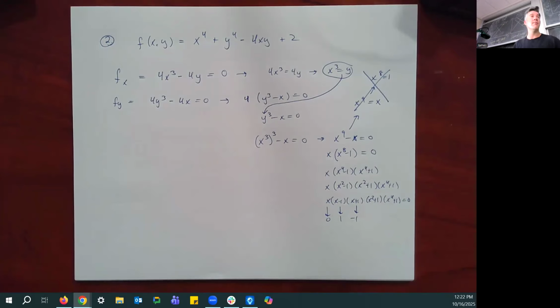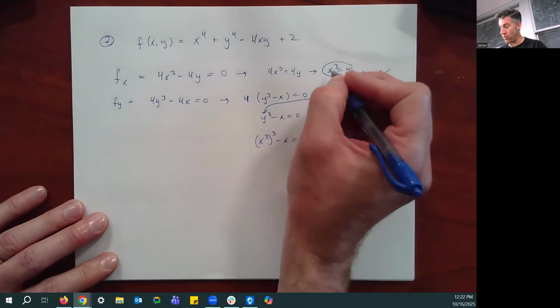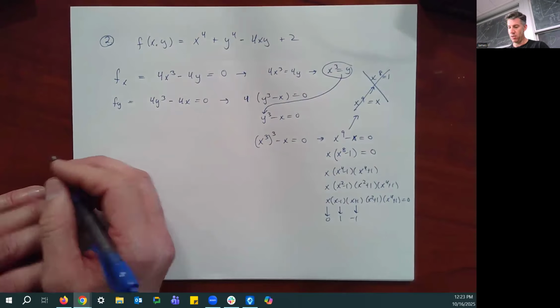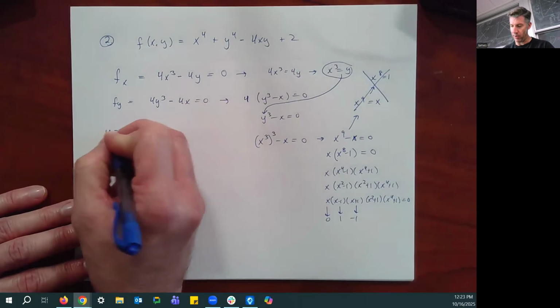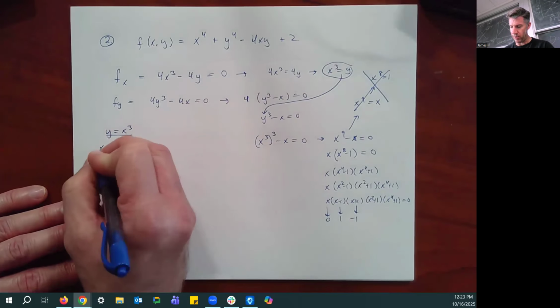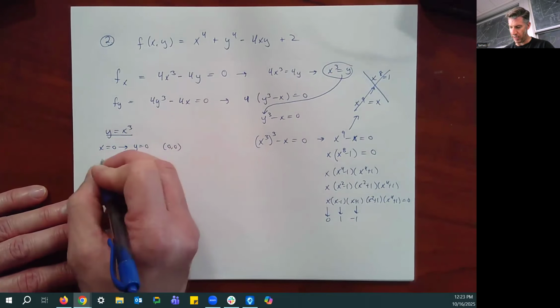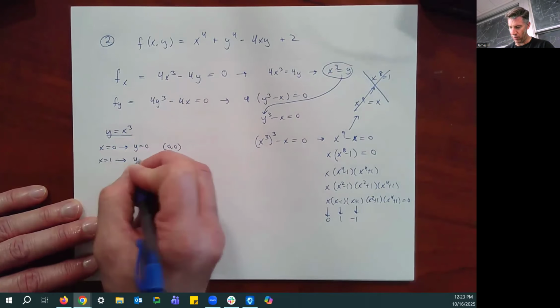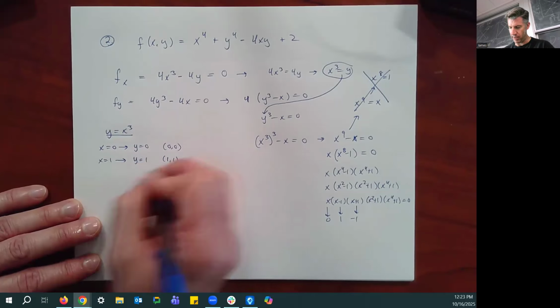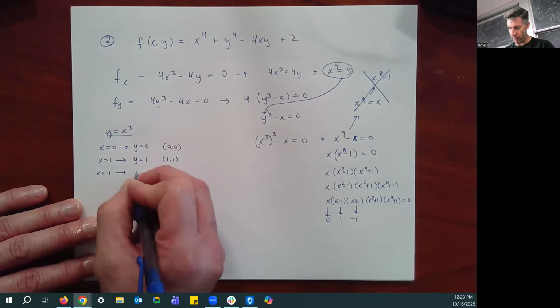We're only halfway done. No, we're not even halfway done. We're like a third of the way done because we haven't found any critical points yet. We have found the x coordinate of a bunch of different critical points, but we also need a y coordinate to go with that. Fortunately, we know that y is equal to x cubed. So knowing that y equals x cubed, x equal to 0 is going to give me y equal to 0. x equal to 1 is going to give me y equal to 1. And x equal to -1 is going to give me y equal to -1.